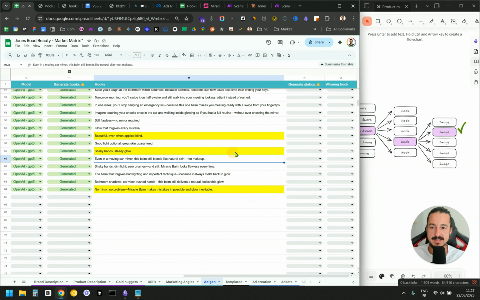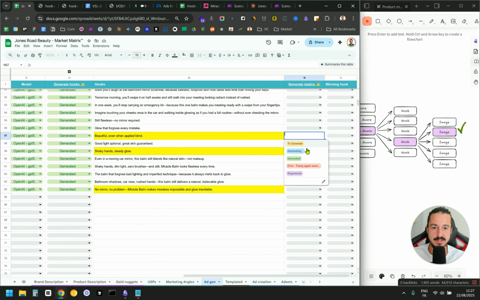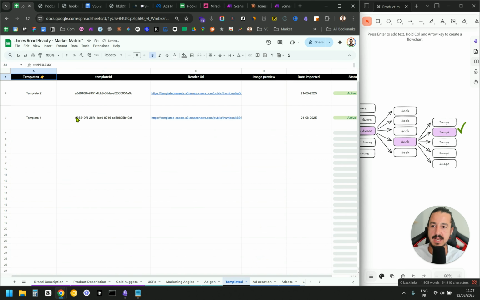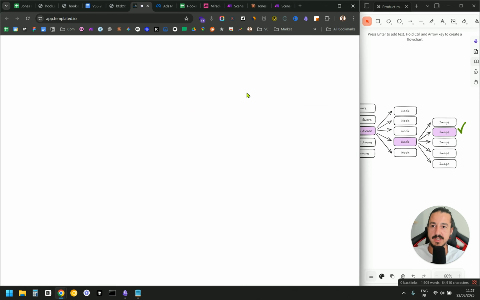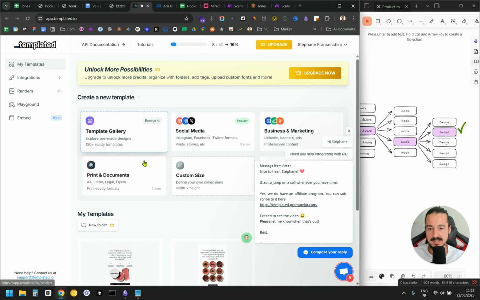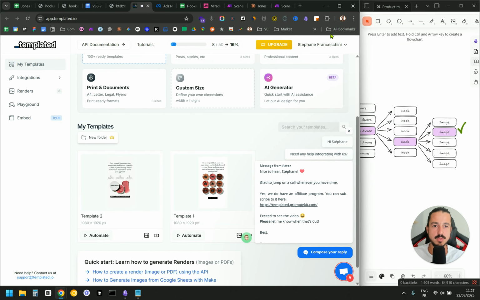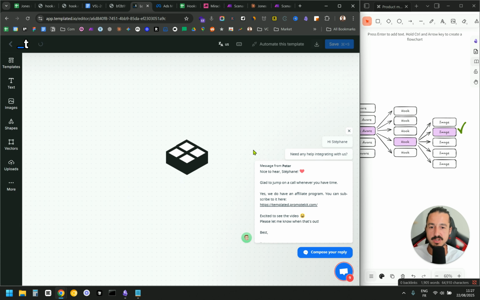But okay, let's say now we want to create those ones. So I am just clicking generate. And here I am going to check the templates that I've created. Those templates, I've created them within this tool, Templated, which is a tool that you can access through an API, a little bit complicated, but you probably know what it is, that allows you to take an image and to generate.